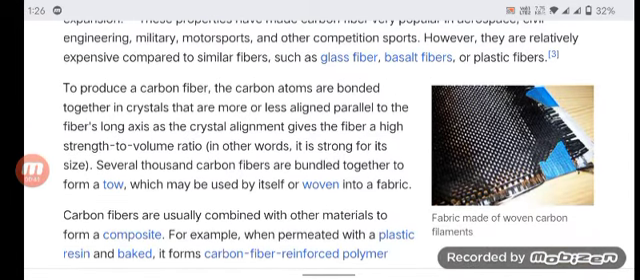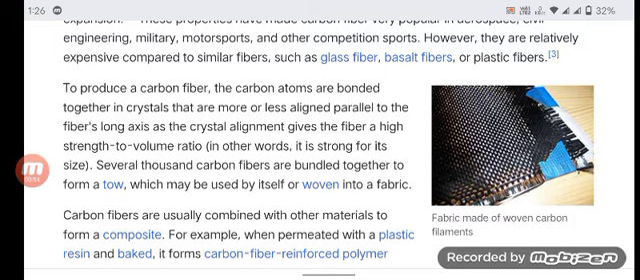To produce a carbon fiber, the carbon atoms are bonded together in crystals that are more or less aligned parallel to the fiber's long axis. The crystal alignment gives the fiber a high strength to volume ratio. In other words, it is strong for its size.